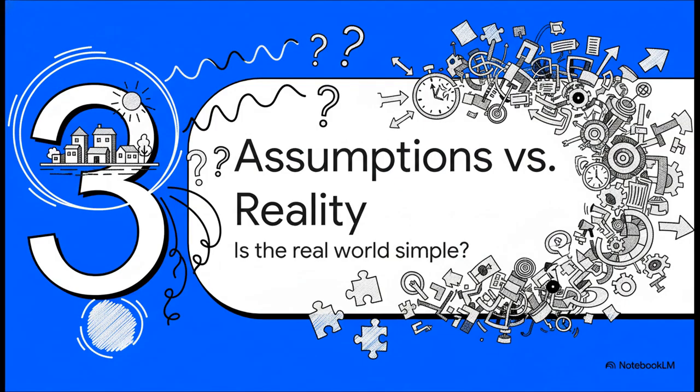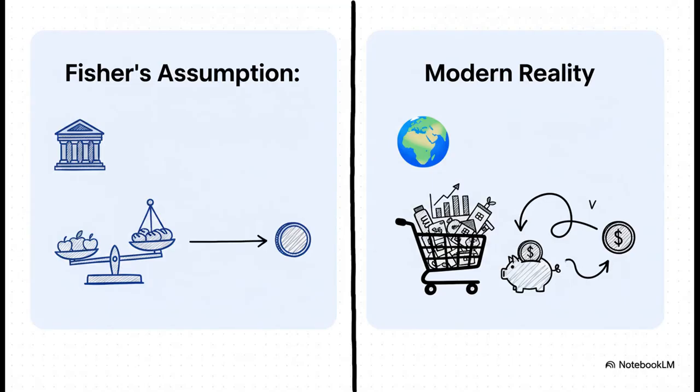Okay, I know what you're thinking. That village example makes it seem almost laughably simple. But the real world is a lot more chaotic, right? Fisher's theory is so clean because it leans on a few really big assumptions, and those assumptions, well, they don't always hold up in the real world. So Fisher's whole beautiful equation kind of depends on V, velocity, and T, transactions, being pretty stable and predictable.